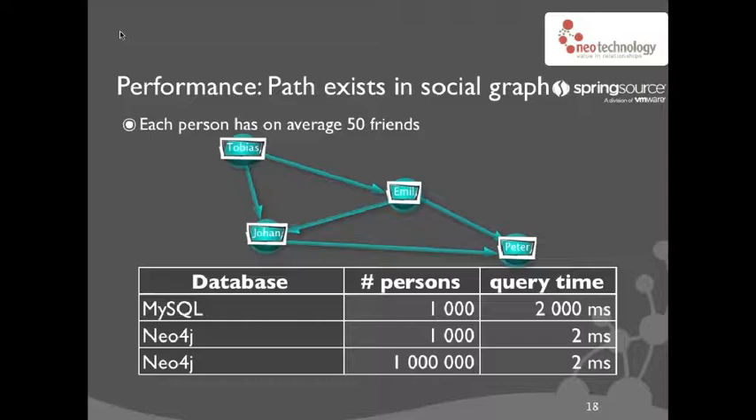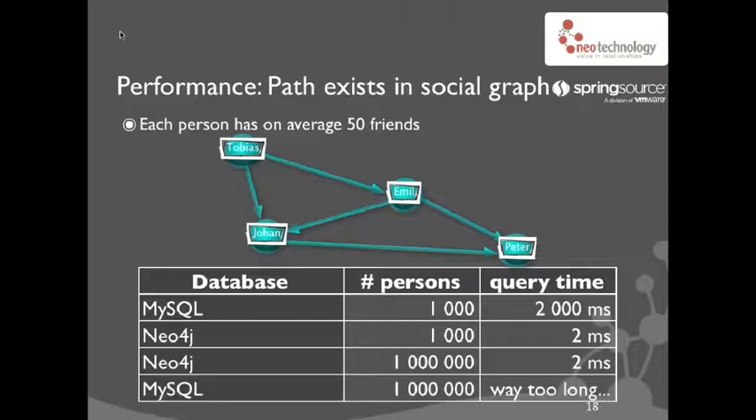So what about MySQL then? Well, we added 1 million people to MySQL as well, and 25 million rows in that one friends table. And we had to abort it after several days. So that's just the kind of query that is incredibly expensive to do in a relational database.